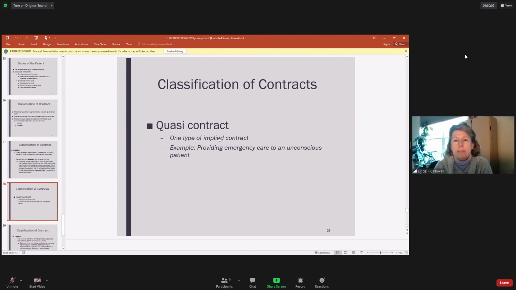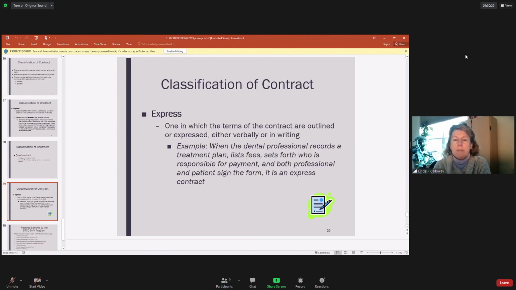Quasi-contract, one type of implied contract, providing emergency care to an unconscious patient. So a quasi-contract: patient passes out, stops breathing, you perform CPR, right? You're providing emergency care to an unconscious, unresponsive patient.